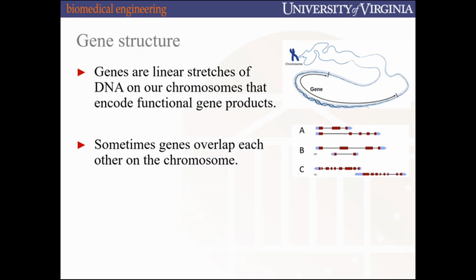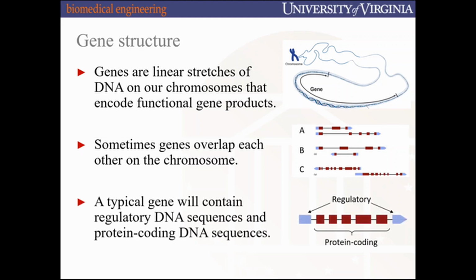A key thing to remember here is that a gene will occur on one strand of the DNA helix or the other, so sometimes you can have overlapping genes on the antiparallel strands, as shown in B and C of this figure. One more thing I want to talk about is the structural organization of genes. These will typically have regulatory DNA sequences at the ends, and then protein coding DNA sequences in the middle.